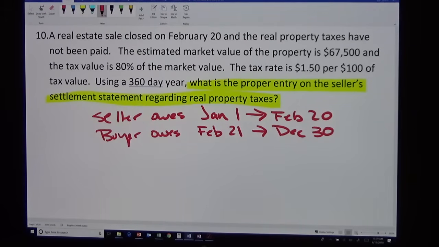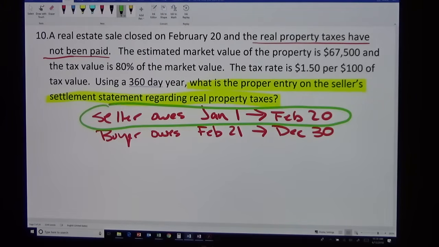Now, we have to ask ourselves, what happened outside of closing? Because we want to do the opposite here. It says in our statement here that the real property taxes have not been paid. So, if they've not been paid, that means they're going to be paid later in the year by the buyer. The buyer is paying outside of closing, so therefore we want the seller to pay at closing, because we want to do the opposite of what happens outside of closing.